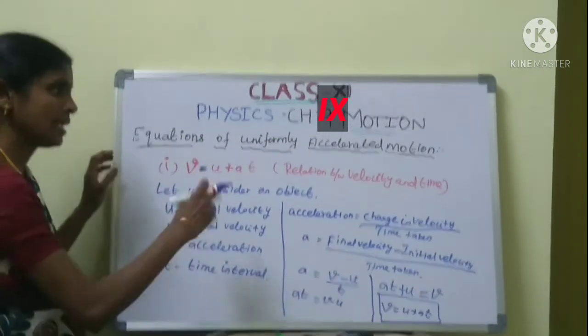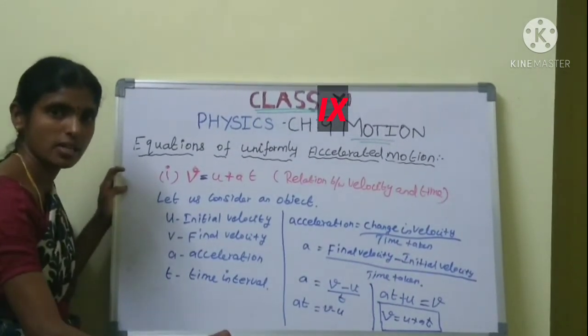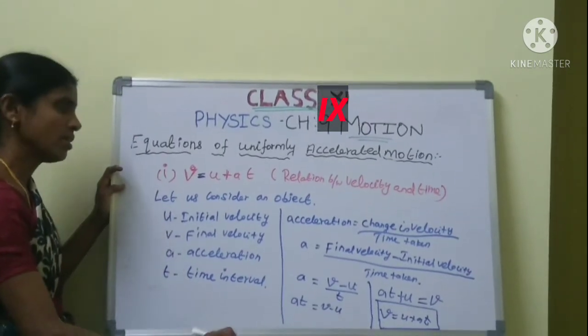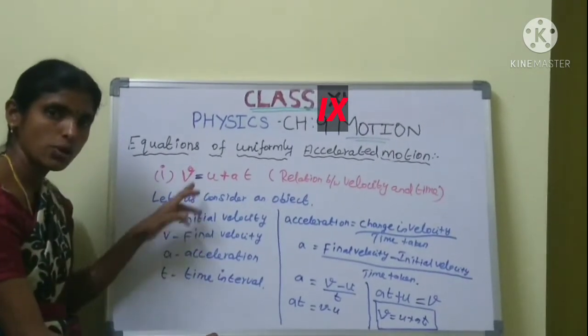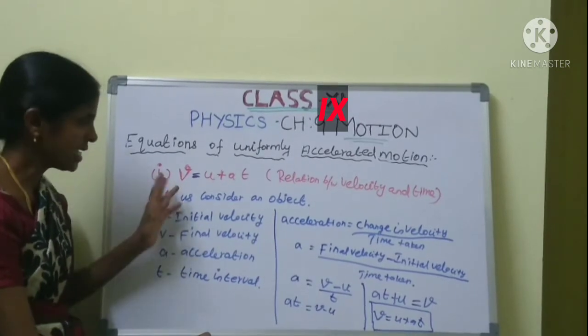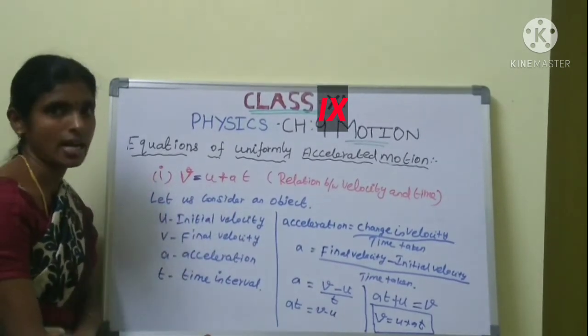Okay, students, are you clear? Now I will explain once again. See here, what is the first equation? V equal to u plus at. What is the relation? Velocity and time.